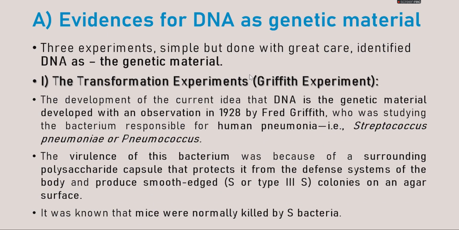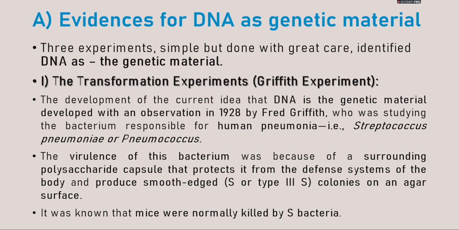Now there are some experiments which were carried out, and these experiments are simple, done with great care, and they identified DNA as the genetic material. The first point in this unit is the evidences for DNA as the genetic material. There are 3 experiments carried out in a simple manner but with great care, which identified DNA as a genetic material, not the protein, not the carbohydrate, not the lipids.